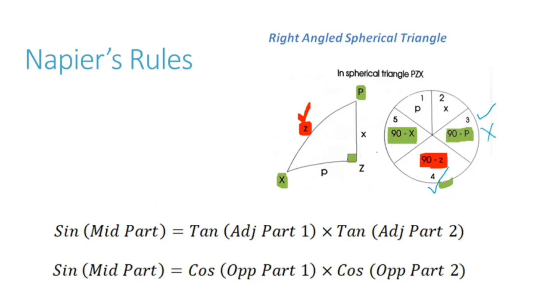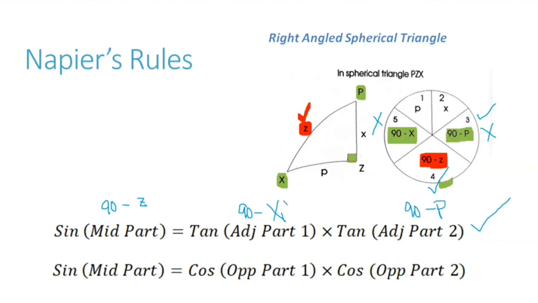So number 3 cannot be taken as a middle part. Similarly, number 5 cannot be taken as a middle part. So we take number 4 as our middle part and the other two are adjacent. So we will use the adjacent formula here. It says sine of middle part, that means sine of 90 minus small z, is equal to tangent adjacent part 1. One part is 90 minus x and the second part, adjacent part, is 90 minus p.